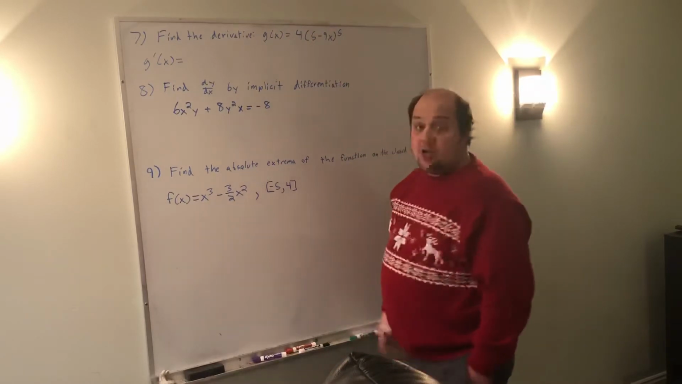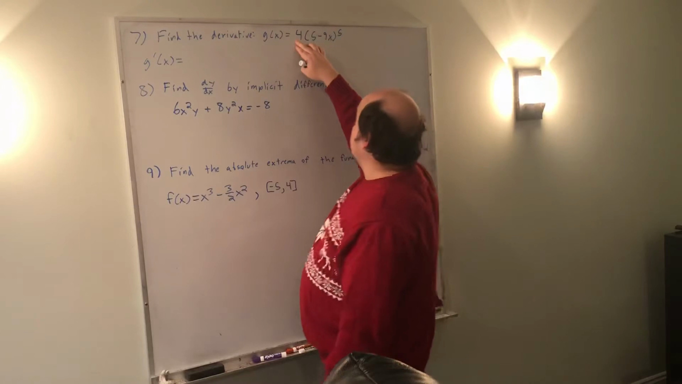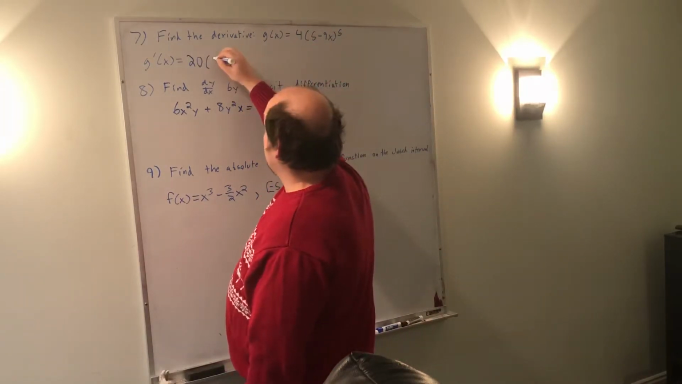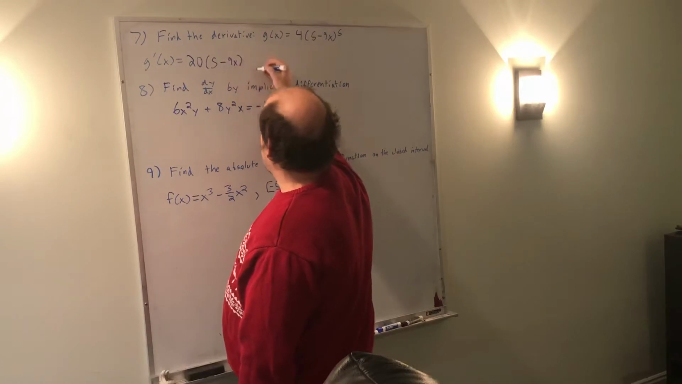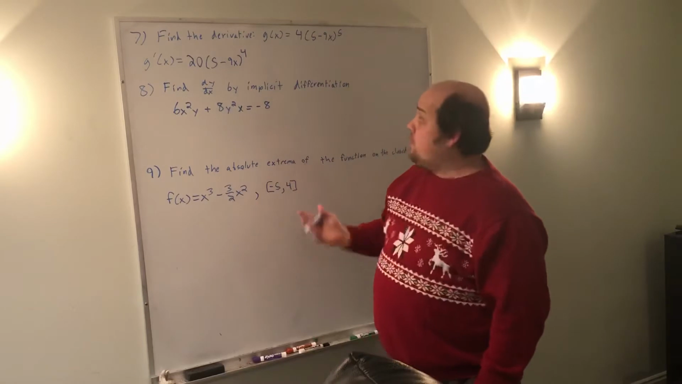So the first thing we're going to do is take the derivative of the outer function. 5 comes down, 5 times 4 gives me 20. We're going to leave the baby inside of the inner function unchanged, 5 minus 9x. Subtract 1 from the power. So that's the overall derivative of mommy.